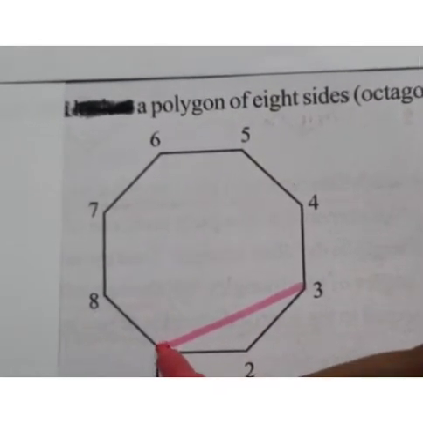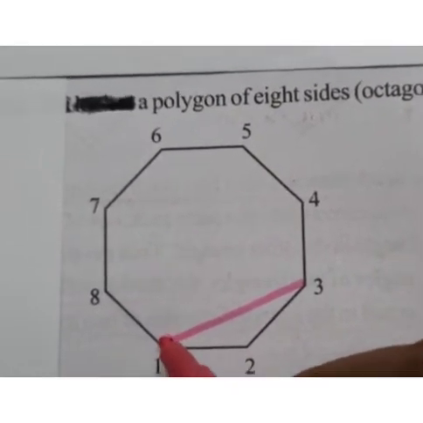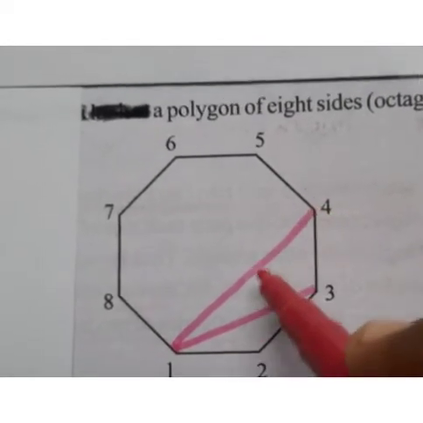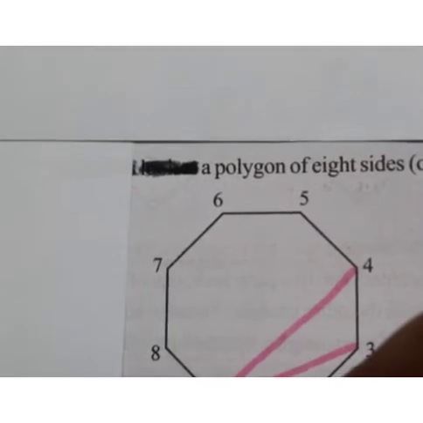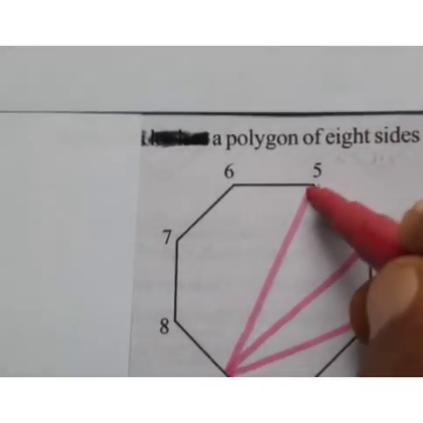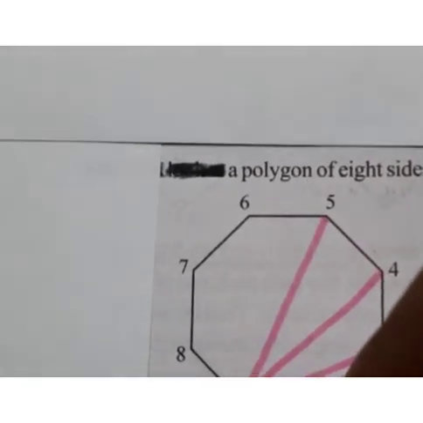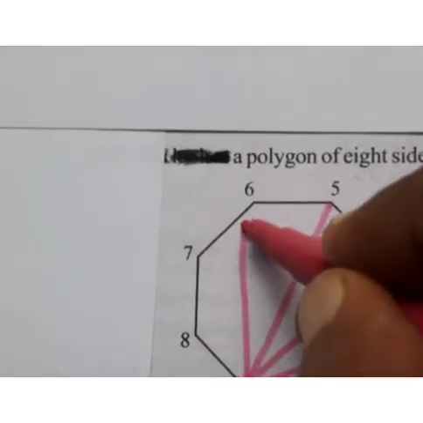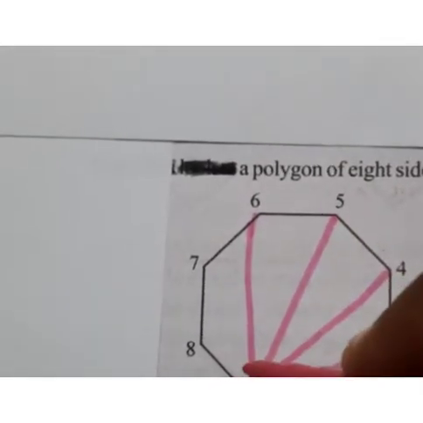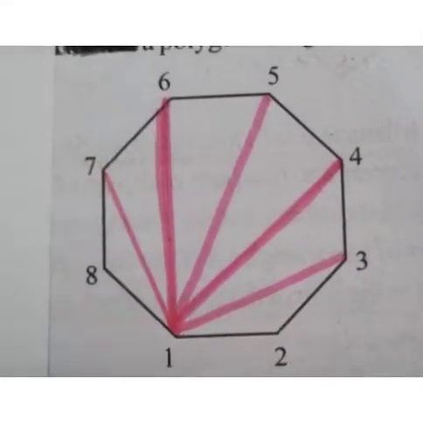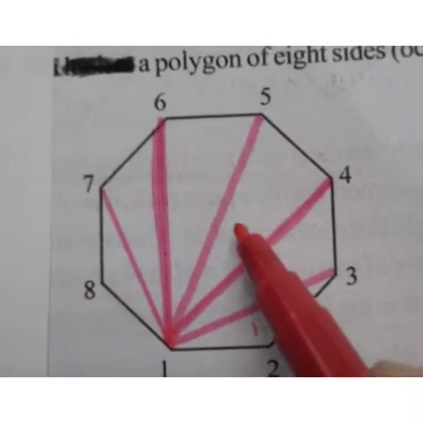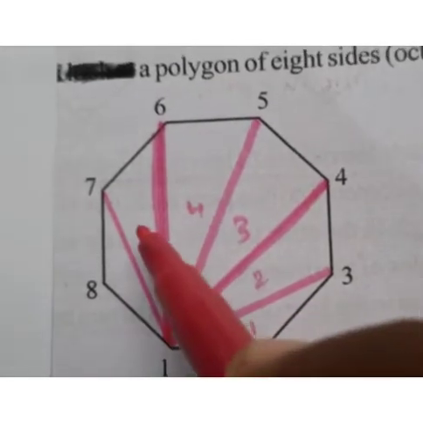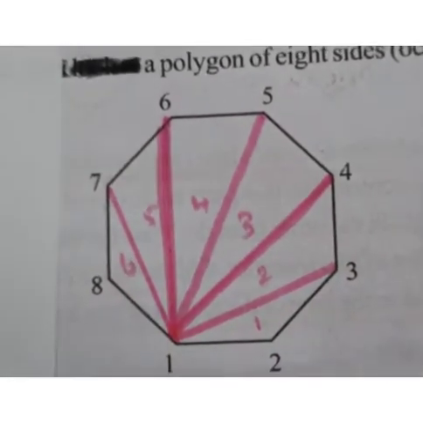Next, from the same vertex 1 you have to draw another line to vertex 4. Then 1 to 5. Then 1 to 6. Then 1 to 7. So how many triangles do you get here? 1, 2, 3, 4, 5 and 6 triangles.